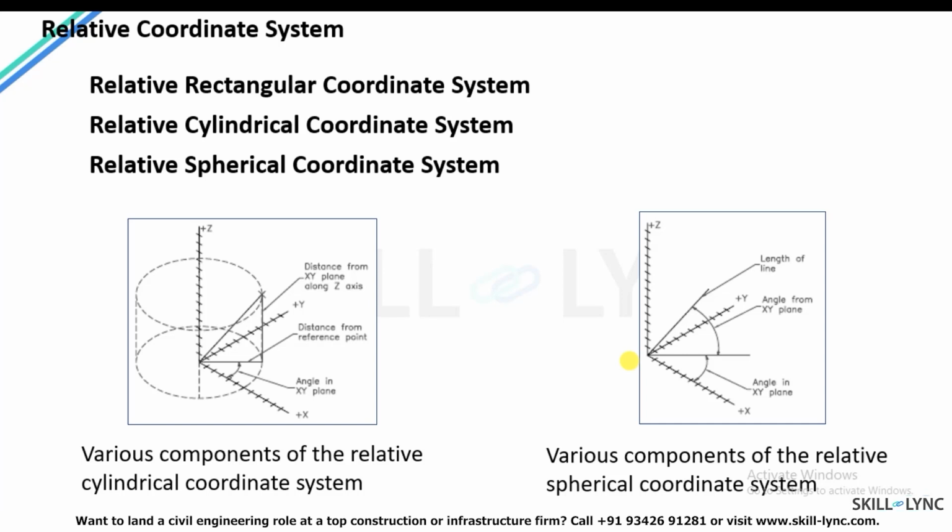Number one, what is the length of the line? What is the angle it makes with the x-axis? And what is the distance that the endpoint makes with the xy plane? Here we have the perpendicular direction of this point from the xy plane.